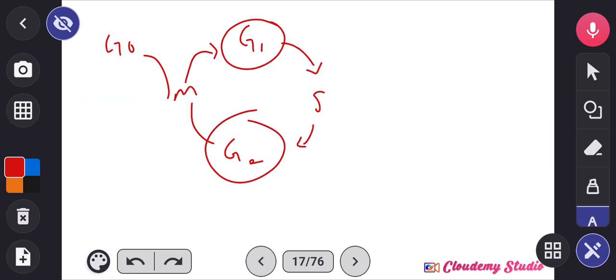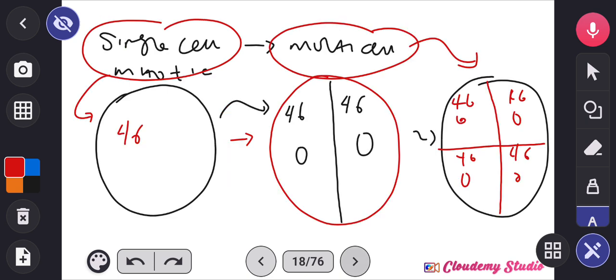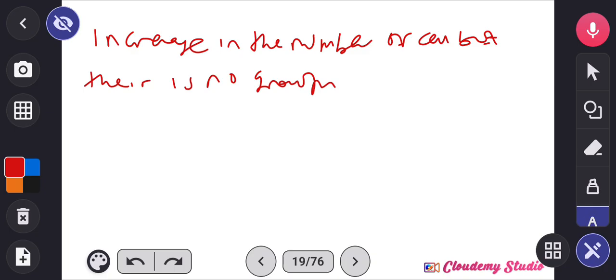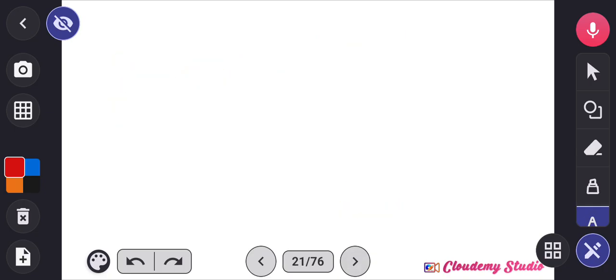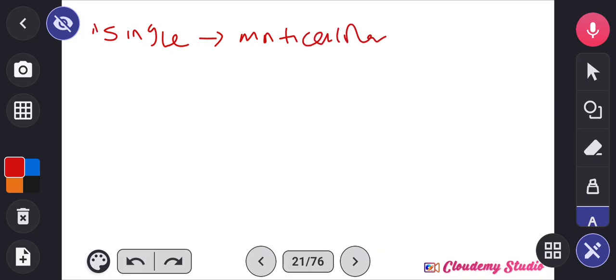Now, what are the characteristics of cleavage that you have noticed? The first one you are going to notice is that the single cell, or unicellular fertilized cell, is converted to a multicellular embryo. You understand? That's the first characteristic. The second characteristic you are going to notice is that there is no growth. You understand? There is no growth during cleavage.